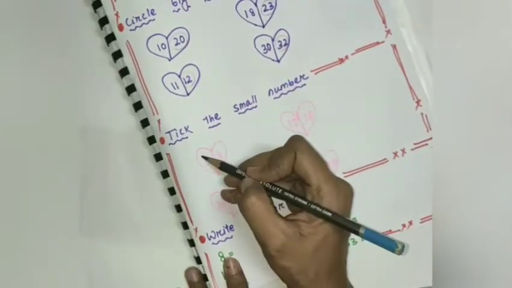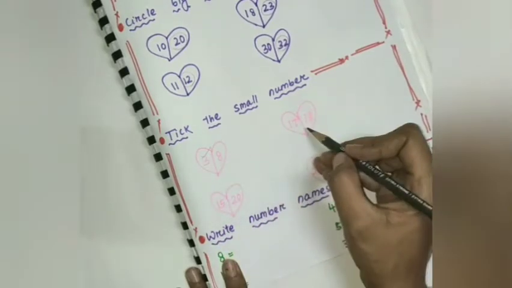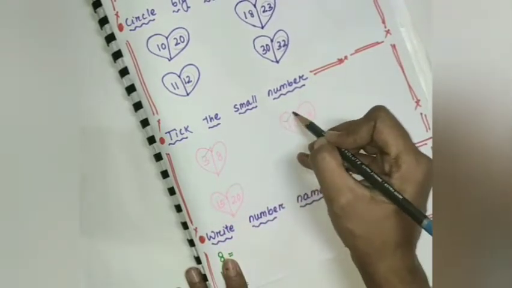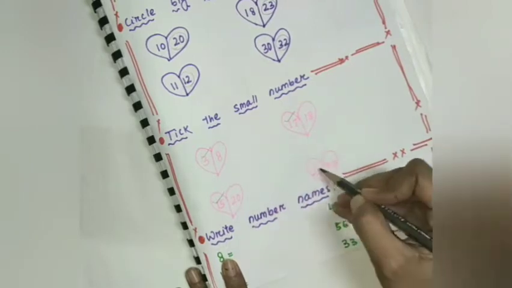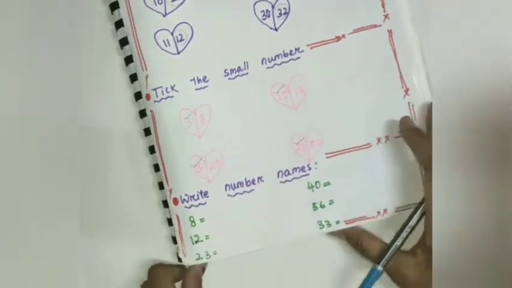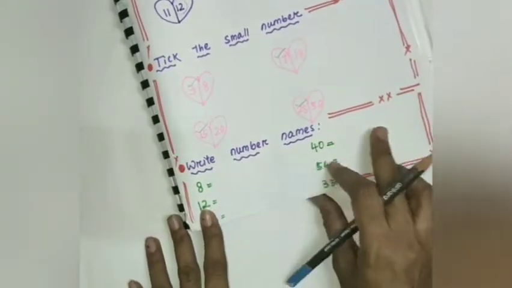Take the small numbers. Here 3 and 8. So 3 comes first, so 3 is the small number. 17, 18. 18 comes first, so 18 is smaller. 15 is small. 28, 30. 28 is small.